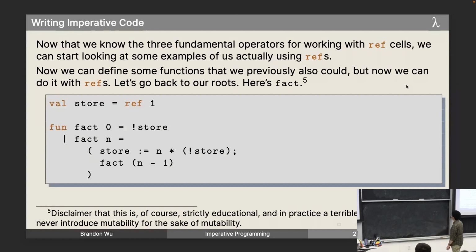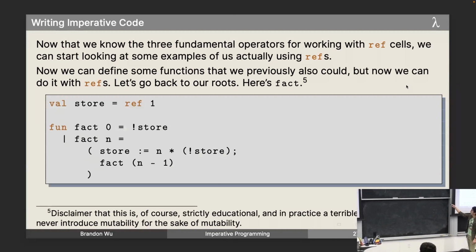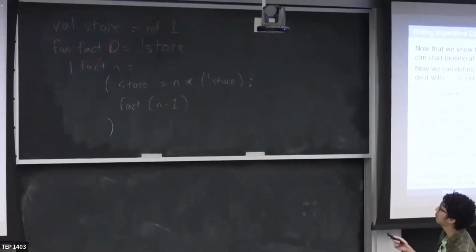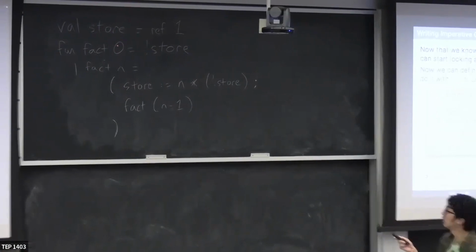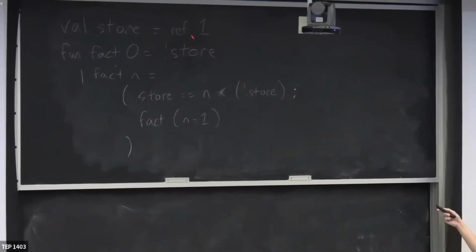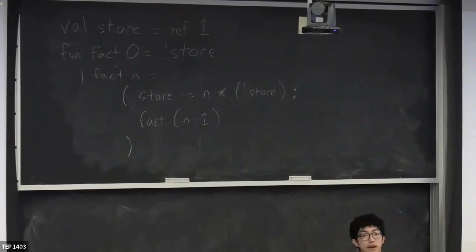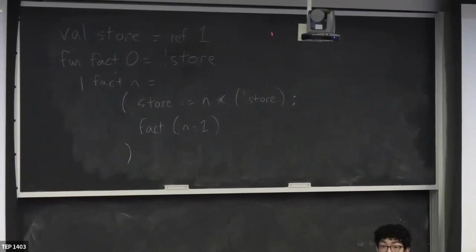So let's talk about this function, all right? Let's run it through, okay? Maybe I should have written this with you, but the point is, I have my store, which is an int ref, and I store 1 in it, okay? And then at my base case for fact, at 0, I return what's in the store. So I would return 1 here. And then in the recursive case, I say update my store to be n times whatever is in the store. And then I recurse, right?